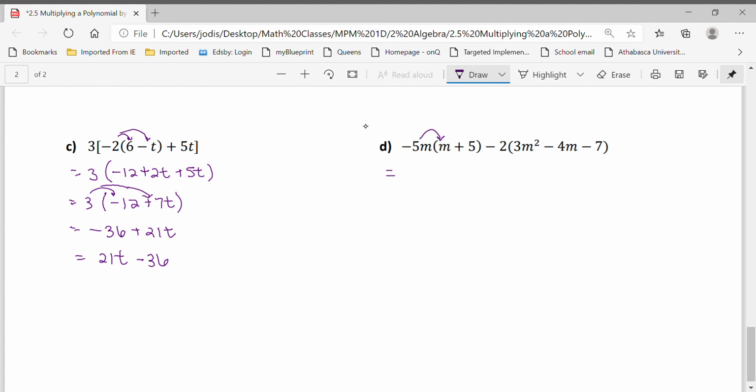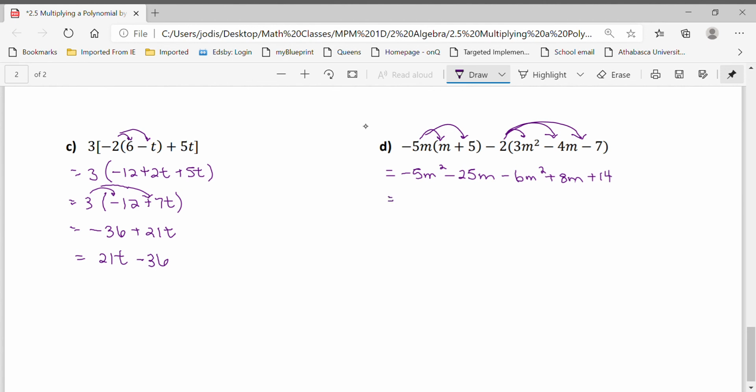Alright, last one. So distributing here all the way across first. So negative 5m times m, negative 5m squared, negative 5m times 5 is negative 25m. Alright, next set of brackets, so we've got negative 2 times 3m squared is negative 6m squared, negative 2 times negative 4m is positive 8m, and negative 2 times negative 7 is positive 14.